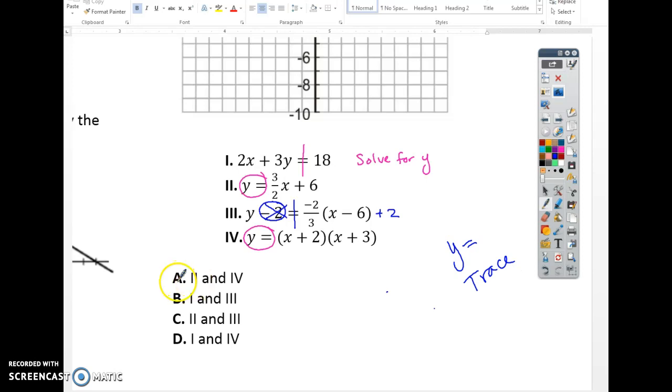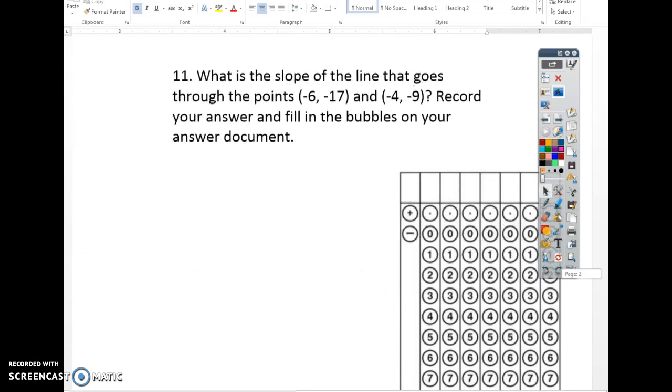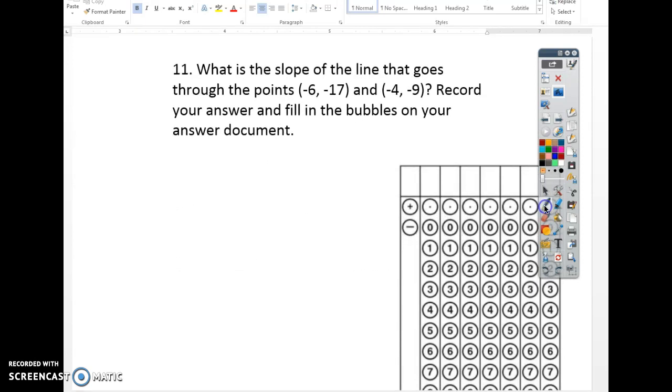And you have to look carefully at the answer choices because like letter A says Roman numeral 1 and 4 match, B says Roman numeral 1 and 3 match, and so forth and so on. The last one, problem number 12, it's asking for the slope. So what are you going to do with these 2 points?